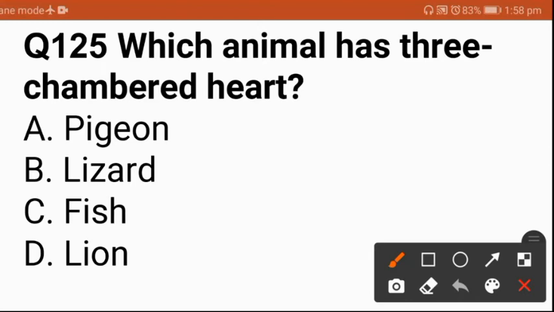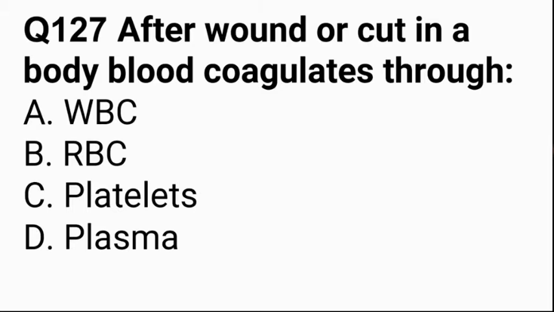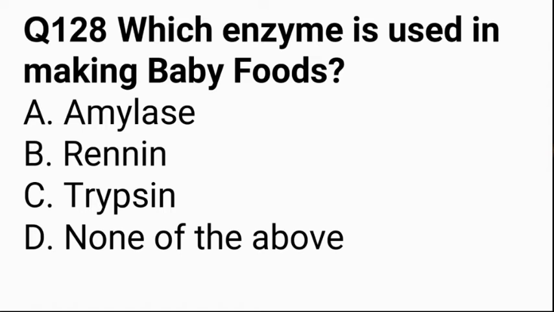Name the blood vessel which carries blood back to the heart. A. Vein. After wound or cut in a body, blood coagulates through C. Platelets. Which enzyme is used in making baby foods? C. Trypsin.